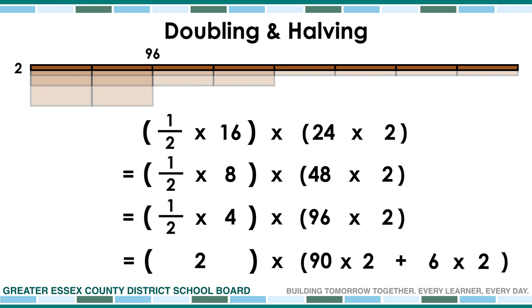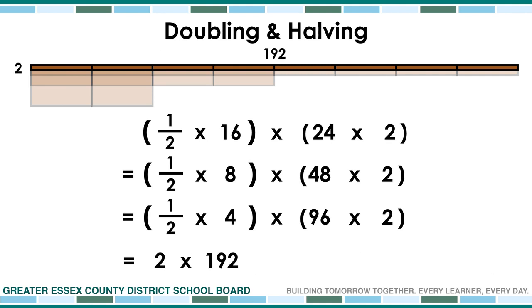Let's see what that looks like. It's like I've doubled 90 and I'm doubling 6. This is another property that we've just emerged here called distribution. This property is so important for multiplication and it's so helpful, and it actually is what our standard algorithm is built on. So let's go ahead and simplify that. We have 180 plus 12, which is now 192.